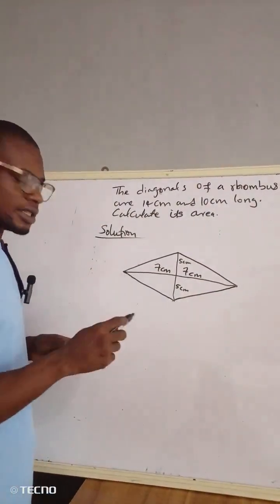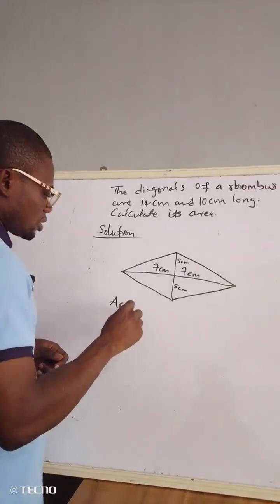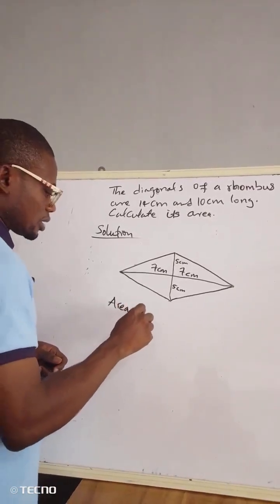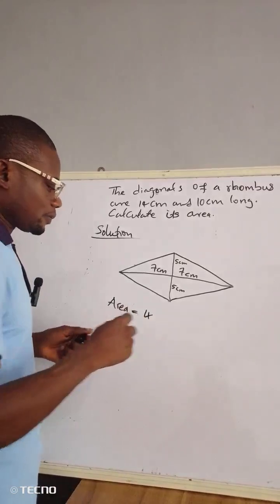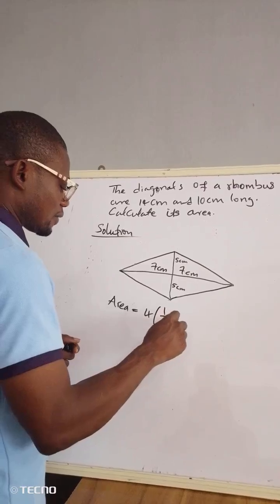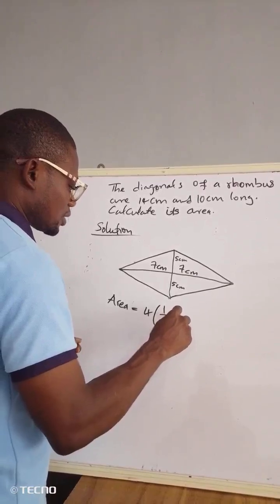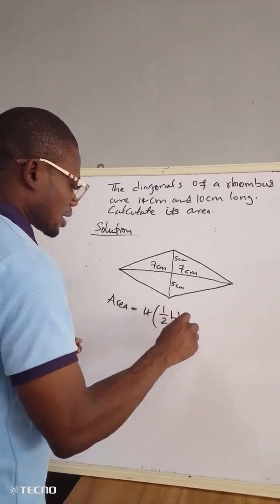Now, the next thing is to look for the area. What is the area of a rhombus? The area of a rhombus is 4 times the area of one of the triangles. And the area of the triangle is half times base times height.